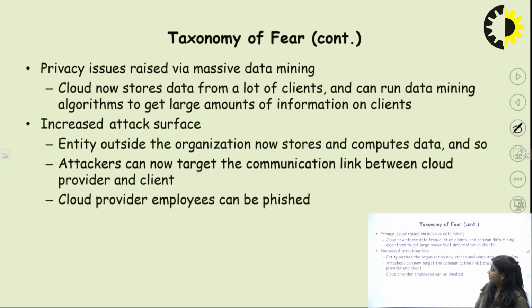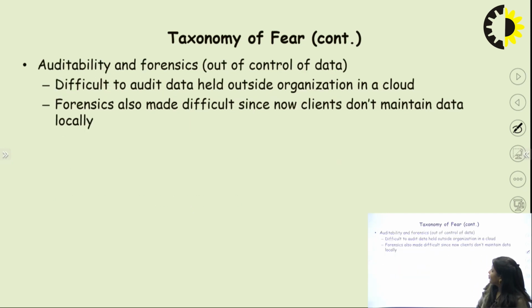Increased attack surface. Entities outside the organization now store and compute data, and an attacker can now target the communication link between the provider and the client. So on the channel there can be masquerading or some viruses, so any attacker can target any communication link also, and a cloud provider employee can be phished, meaning their ID can be stolen, and fake ID requests can be made. So how can we ensure the privacy?